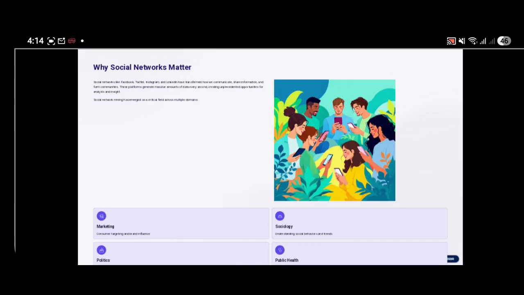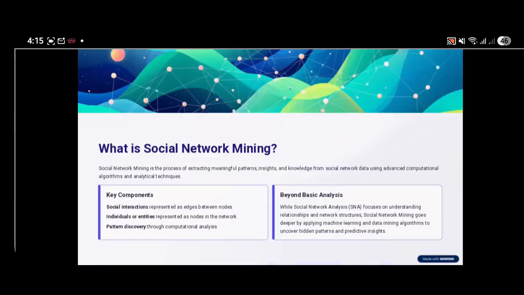In marketing, it's used to highlight highly specific consumer targeting and to measure brand influence. In sociology, it gives researchers a new lens to understand complex social behaviors and track emerging cultural trends. In politics, it's a core tool for campaign strategy and for performing real time sentiment analysis on public opinion. And in public health, it's even used to model how diseases spread and to understand public health behavior like discussions around vaccination.